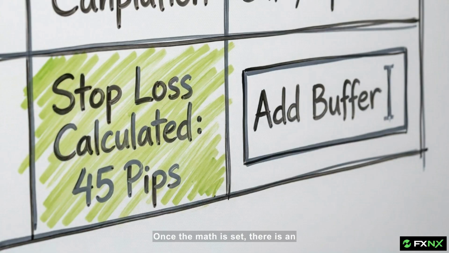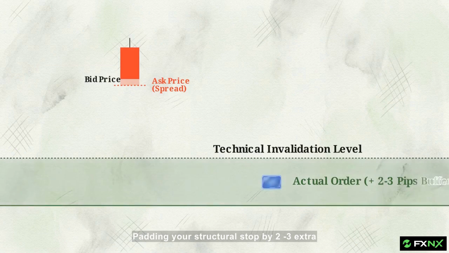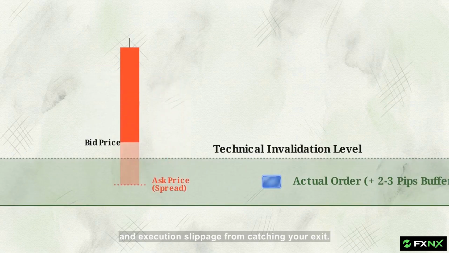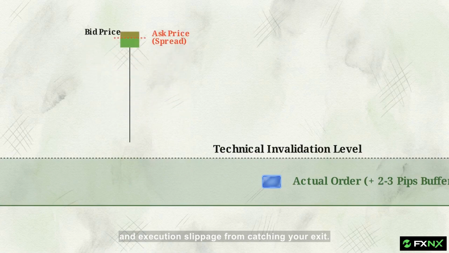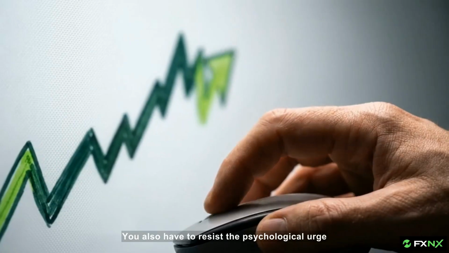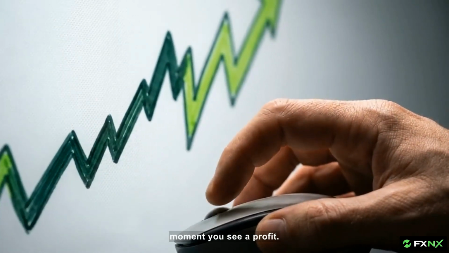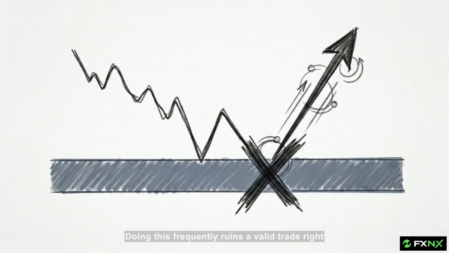Once the math is set, there is an operational safeguard you must add. Padding your structural stop by 2 to 3 extra pips prevents the invisible taxes of spread widening and execution slippage from catching your exit. You also have to resist the psychological urge to move that stop to break even the moment you see a profit. Doing this frequently ruins a valid trade right before the market executes a standard breakout retest.